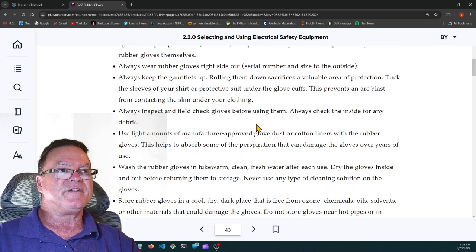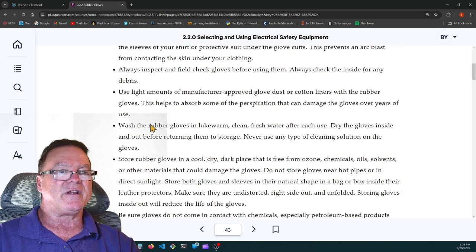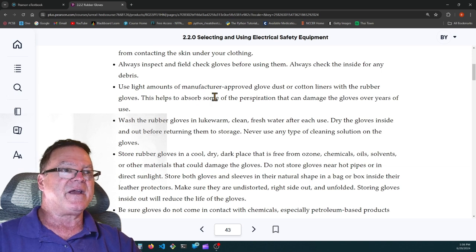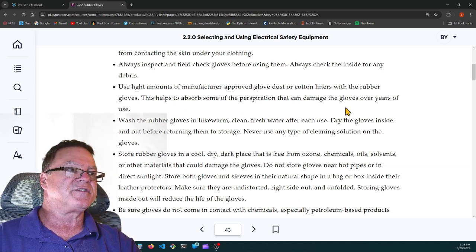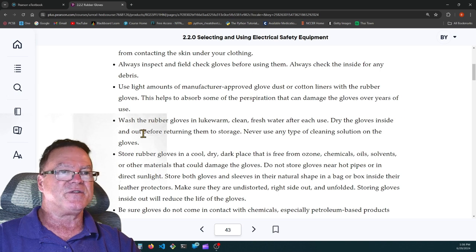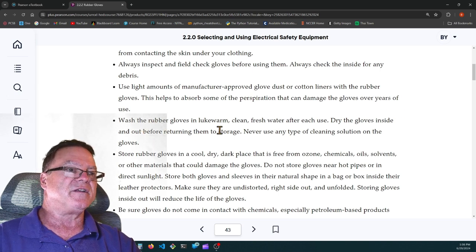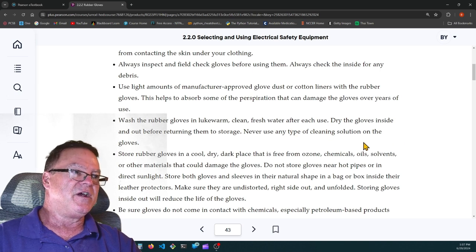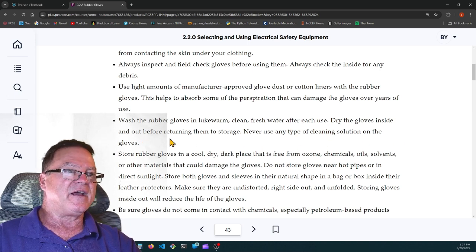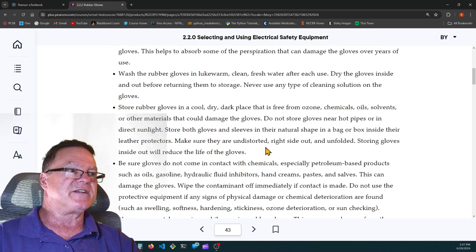Always inspect and field check gloves before using them. Always check the inside for any debris. Use light amounts of manufacturer approved glove dust or cotton liners with the rubber gloves. This helps to absorb some of the perspiration that can damage the gloves over years of use. Wash the rubber gloves in lukewarm, clean, fresh water after each use. Dry the gloves inside and out before returning them to storage. Never use any type of cleaner.